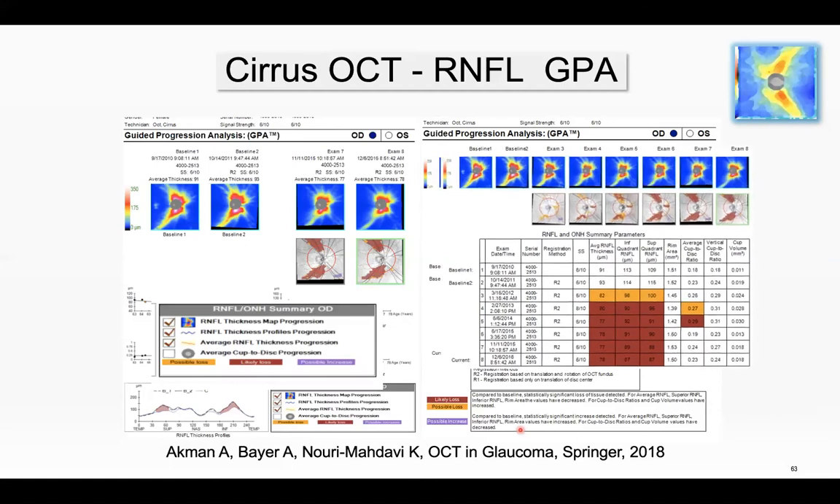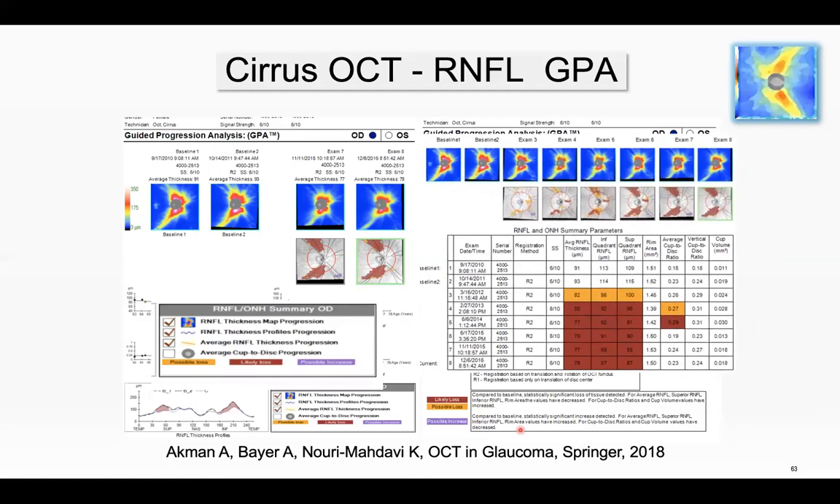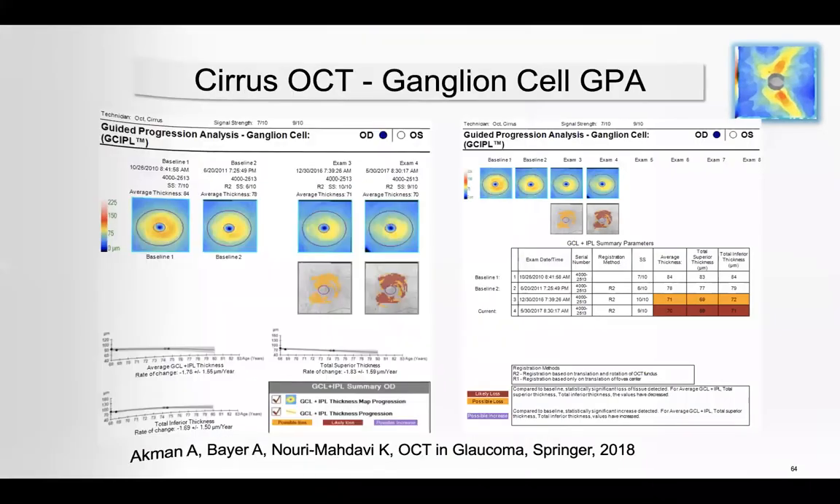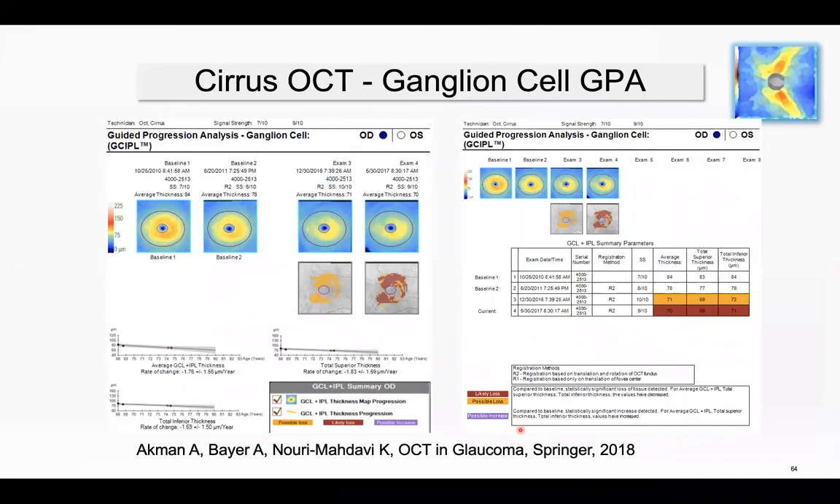On the second page, we have the RNFL and optic nerve head summary parameters table. This table summarizes the data that were used to draw the plots on page 1 and uses event analysis to compare the values with the baseline. So if we can read the report like this, we can go on with the ganglion cell GPA. It's nearly the same concept, the same maps. So I will not talk a lot about this one.